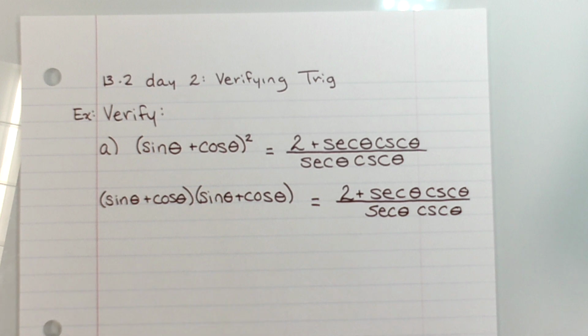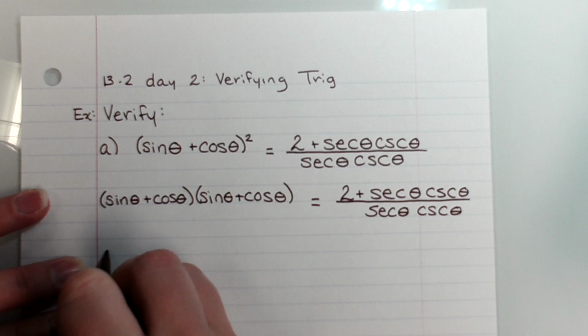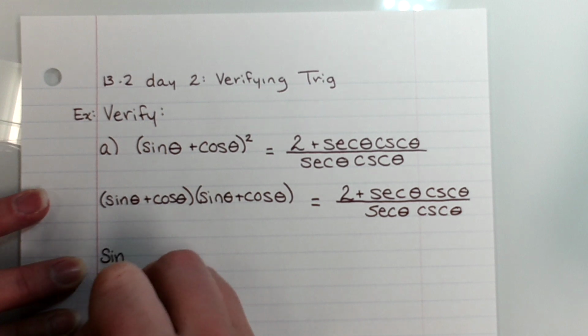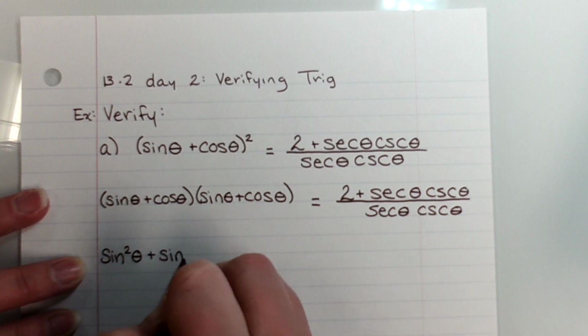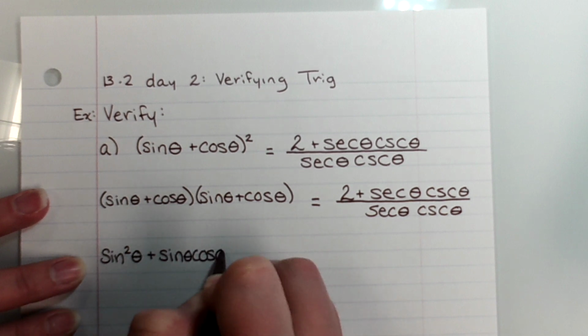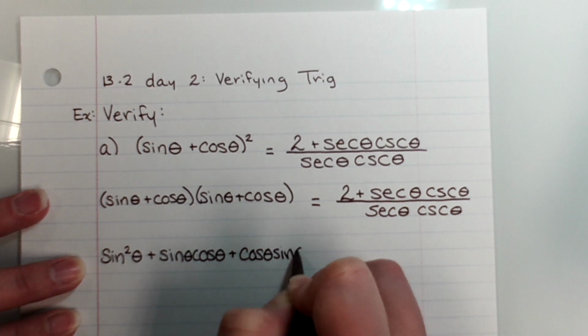He's not here. Okay, Devin, now what? You foil it. You gotta foil it out. What am I gonna get when I do that? That'd be sine squared, sine cosine, and then cosine sine again, and then cosine squared.